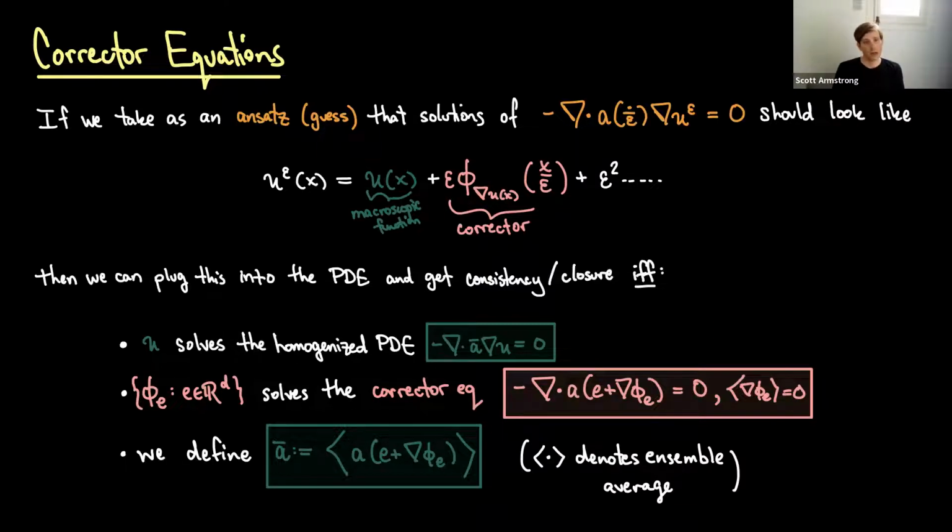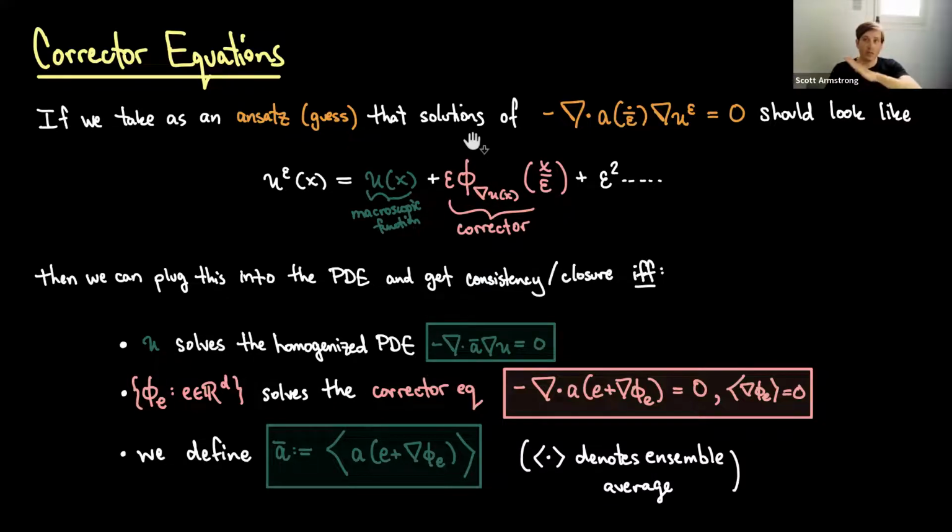What should it look like? Well, a good guess is that it looks like some macroscopic function, in green here, u of x. Macroscopic meaning it's smooth on scale 1. And then all of the microscopic wiggles are encoded in some function here, phi, which we call the corrector.